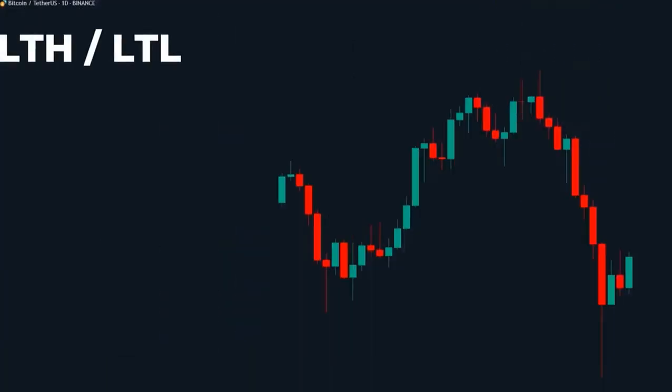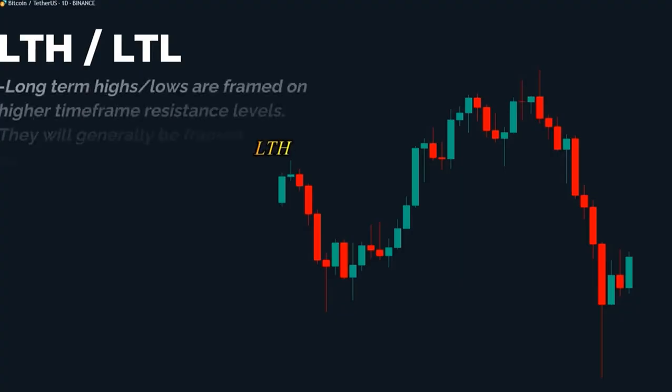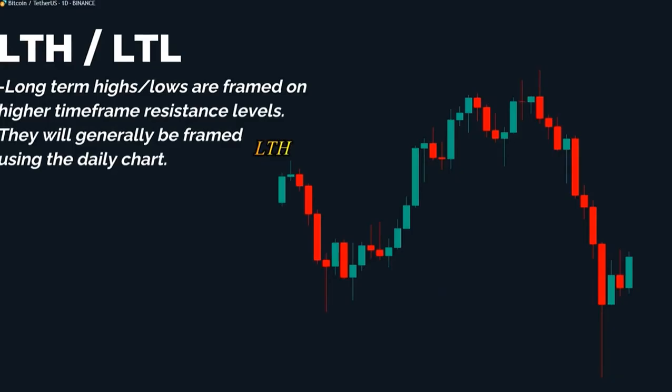Long-term highs and lows are typically identified within daily time frames. Long-term highs are considered daily resistance levels, while long-term lows act as support. The market constantly attempts to break through these areas to establish new long-term levels.